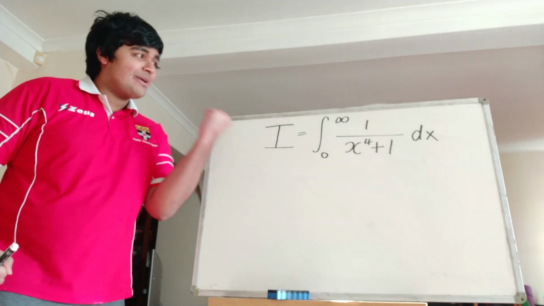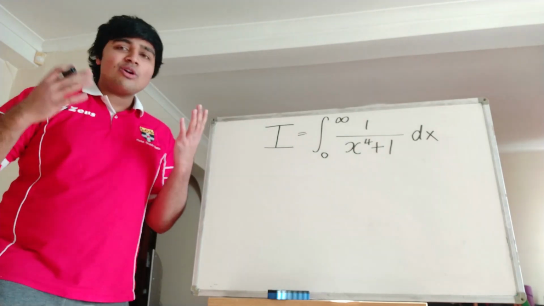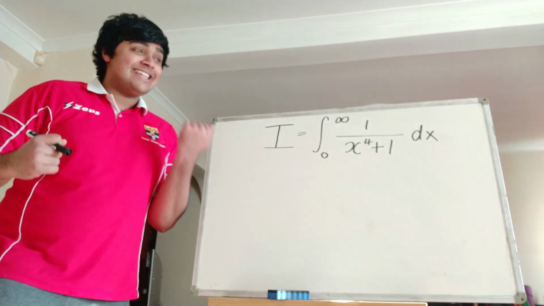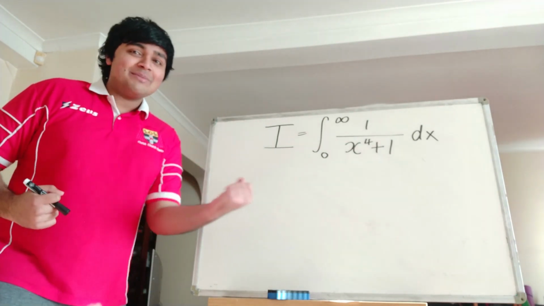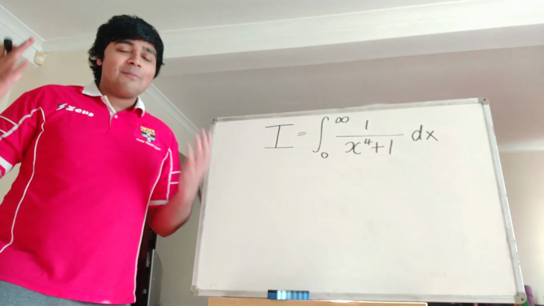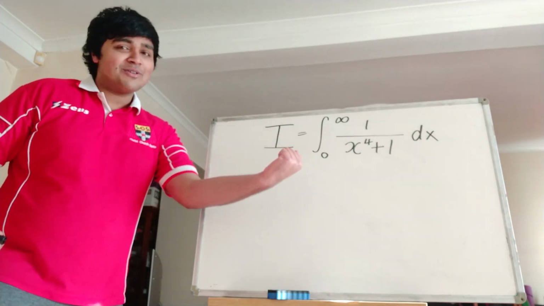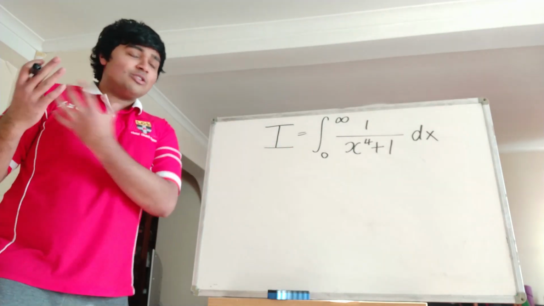Today I'm going to be evaluating a really cool integral. It's the integral from 0 to infinity of 1 over x to the 4 plus 1 dx. But the way I'm going to be solving it will not use complex analysis and it will not use partial fractions. Those are probably the two most obvious ways to go about solving this integral. I'm going to be doing it using neither of those.